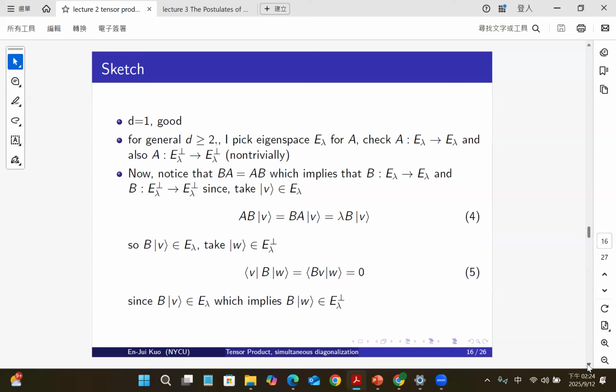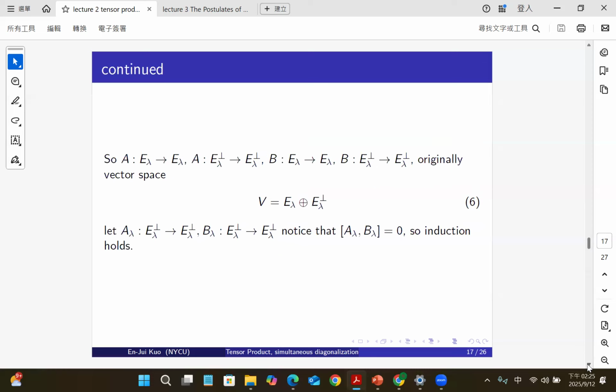Well, maybe you heard this and say, oh, this is so complicated, I don't know what it's talking about. But on the next page you will understand. So what the previous proof tells you is that there are four mappings. One is A from E lambda to E lambda, and A also preserves the orthogonal space. B also preserves the same orthogonal space. So that means that if I write the original vector space in terms of E lambda and E lambda perp, then I define A lambda perp to be the matrix A restricted to the rest of this space.